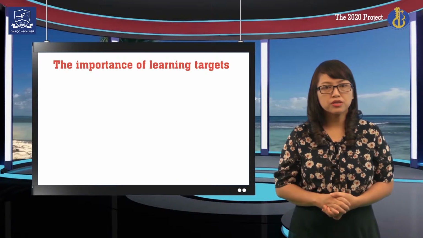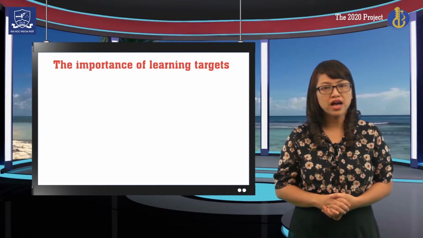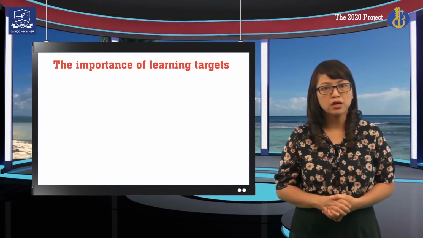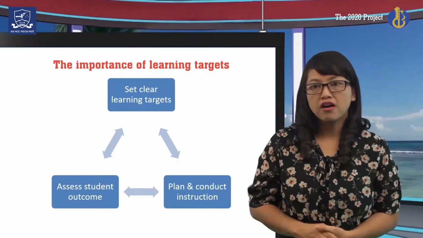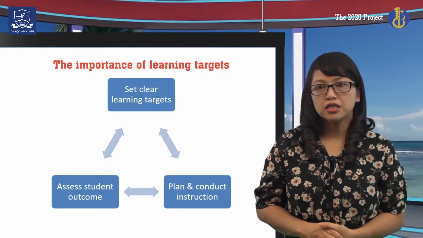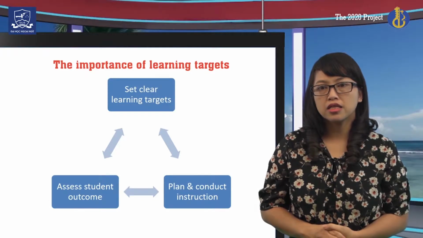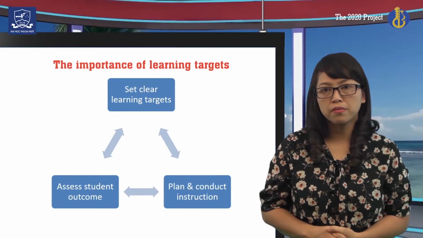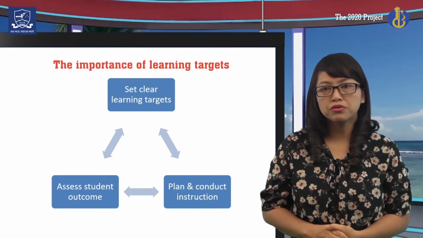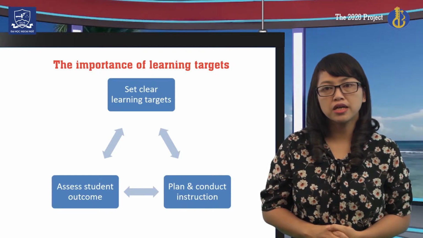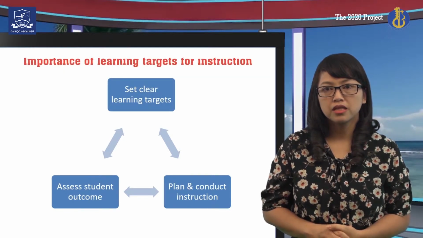Now we can move to the explanation of why we should have learning targets. As you may know, in modern education, there is a strong relationship between learning targets, teaching, and assessment. After setting clear learning targets, teachers start planning and conducting their teaching and assessing student outcomes. After teaching and assessing, the teachers can base on the results they get to set new learning targets, and a new cycle of education can start.